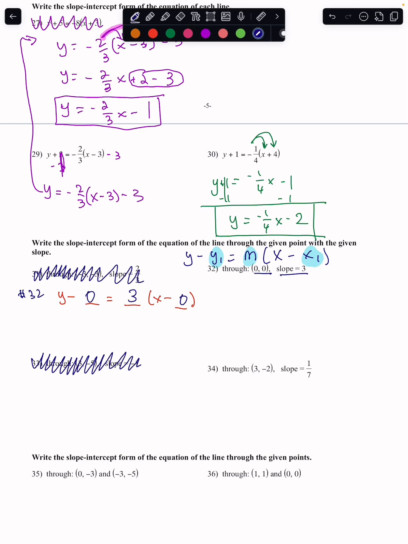So remember, we're still trying to do y minus blank equals blank, parenthesis x minus blank. And remember, this is x1, y1. So our y1 is going to be negative 2. Our x1 is going to be 3. And our slope is 1 over 7. So this is y plus 2 equals 1/7 x minus 3.